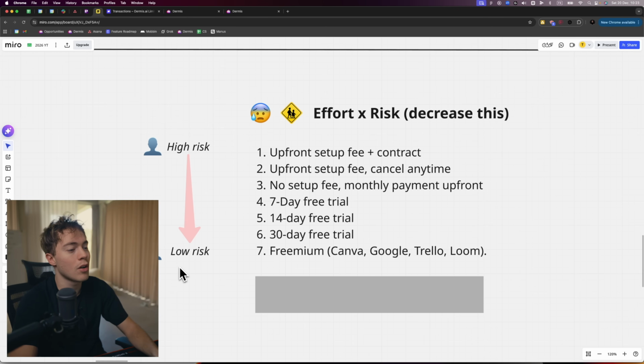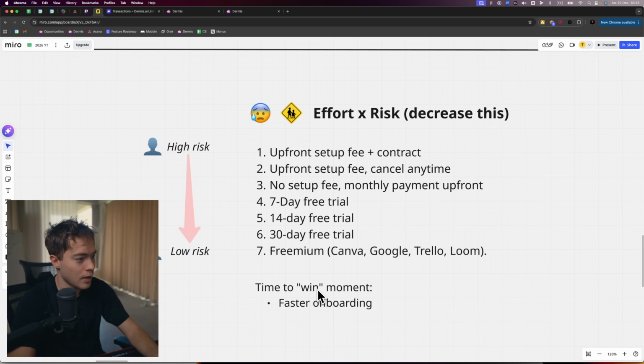Like you could start on Canva for free. Most people don't know that Google charges money because everything is free. Google Docs, Google Sheets, Google Slides. Same thing with softwares like Trello, like Loom. It's free to start, but then at some point you have to upgrade because so many people use it because it's free. They get hordes and hordes of clients.